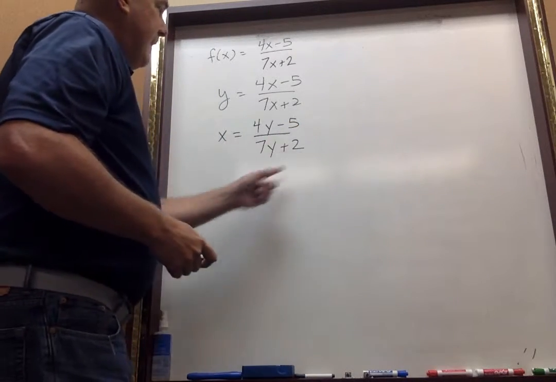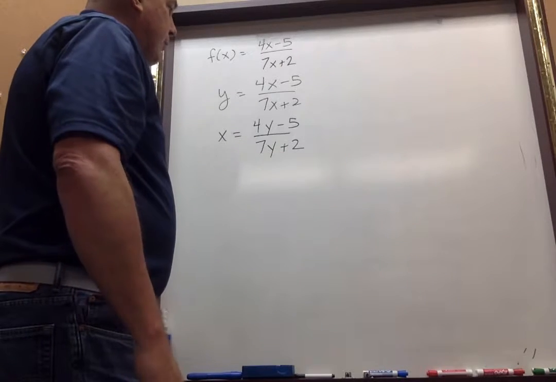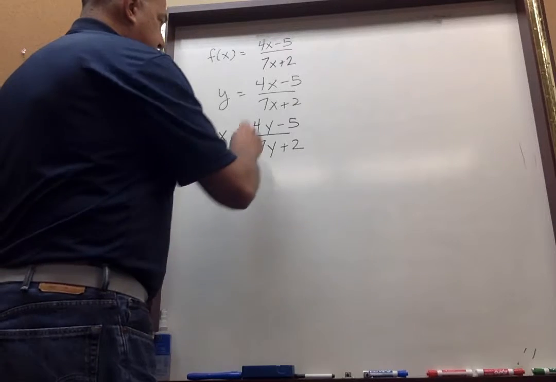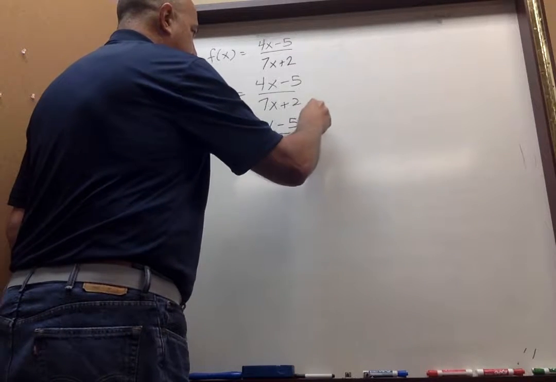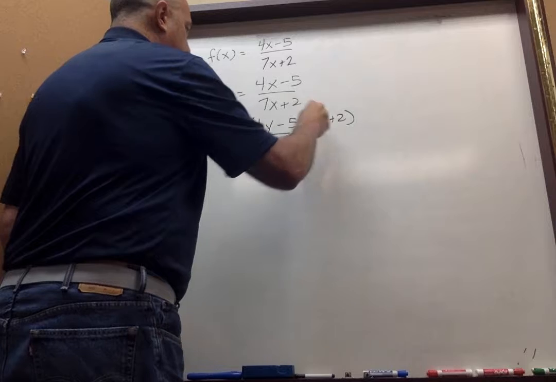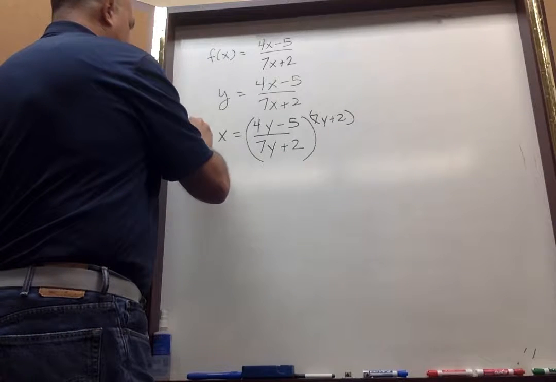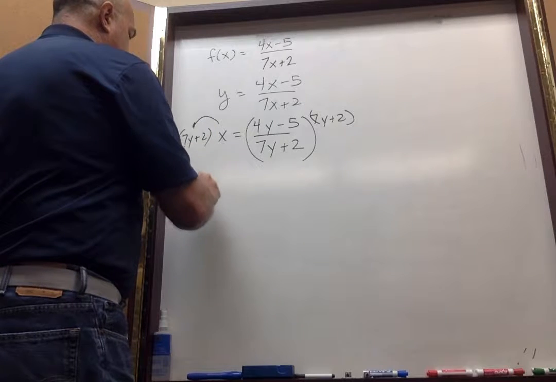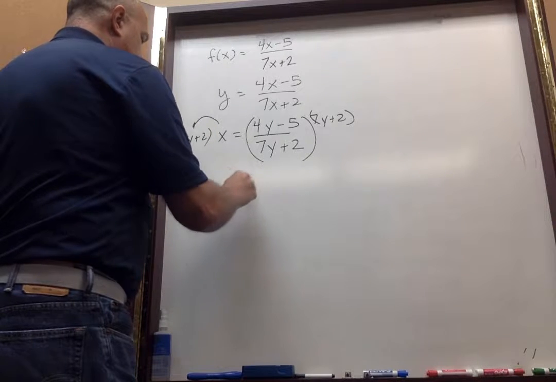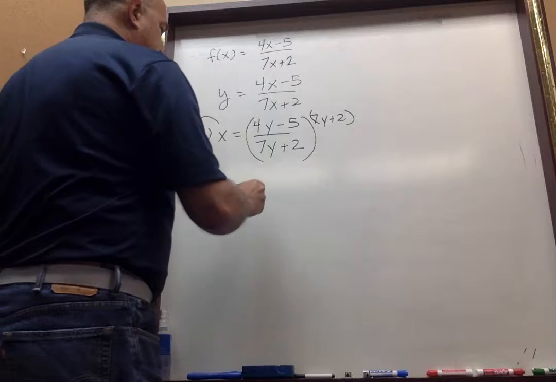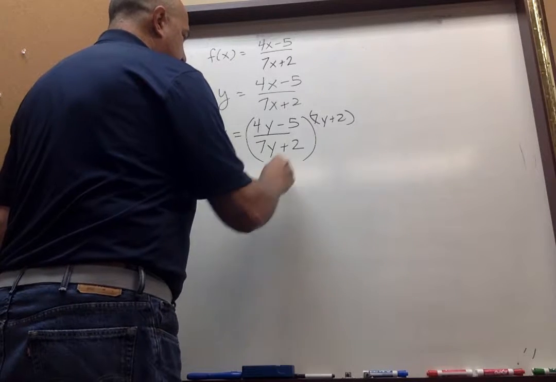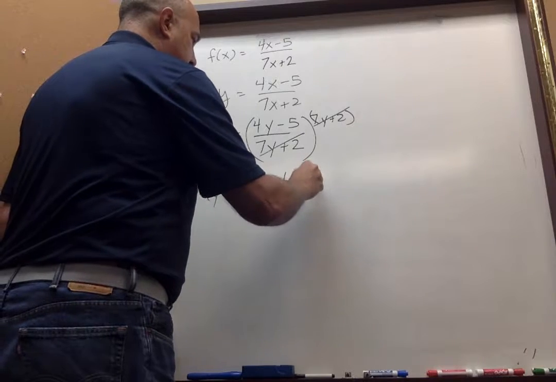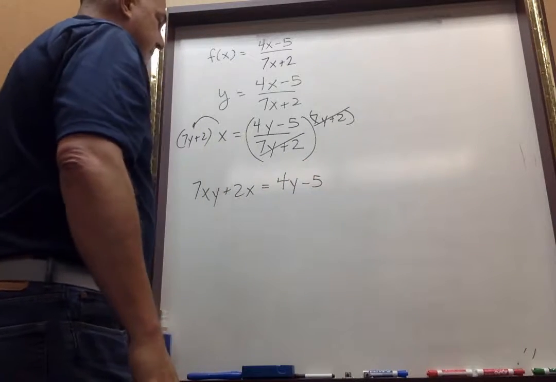And now the hard part. We've got to figure out how to solve this equation for y, so that instead of x equals, it's y equals. So the first thing I'm going to do is get rid of that denominator by multiplying both sides of this equation by 7y plus 2. And if I distribute over here, I get 7xy plus 2x. And over here, the 7y plus 2's cancel out, and we're left with 4y minus 5.